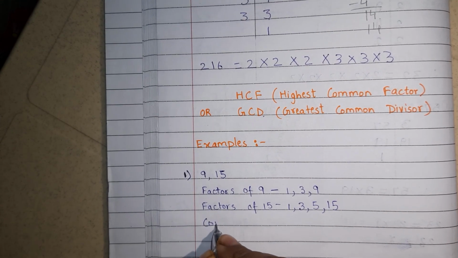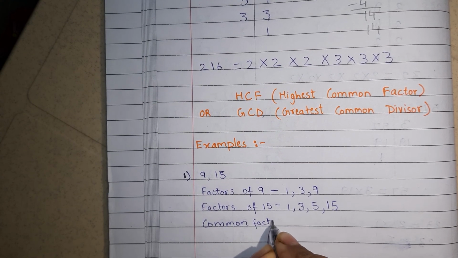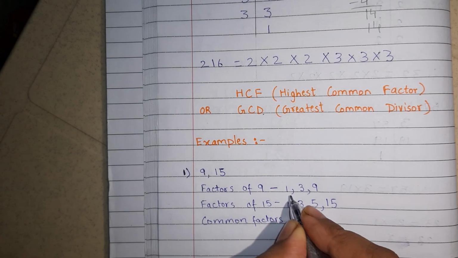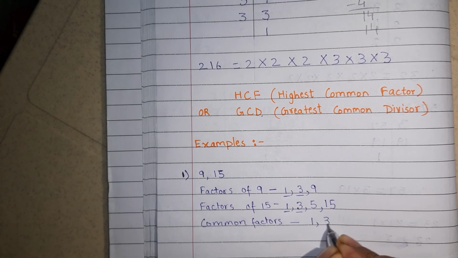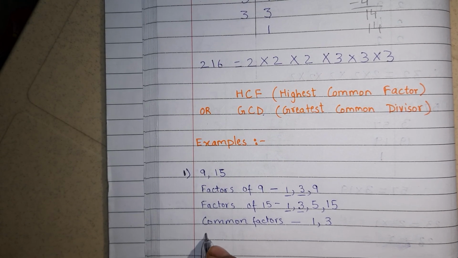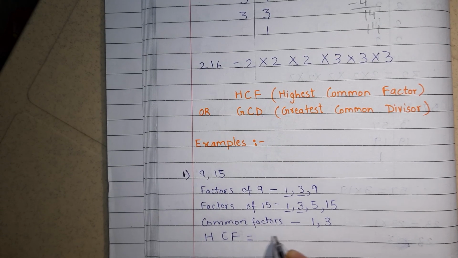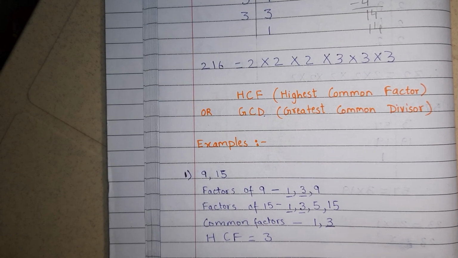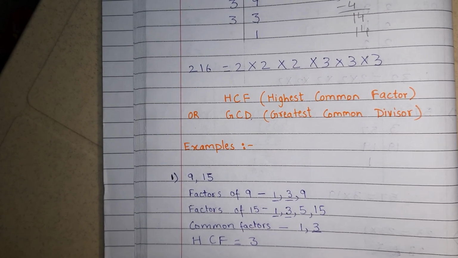Then write down the common factors. What are the common factors that you see here? 1 and 3. So 1 and 3 are common factors. And from these common factors, which is the highest? So the highest common factor is 3. So this was the method of finding HCF according to last year.